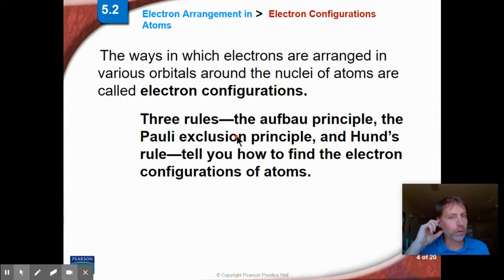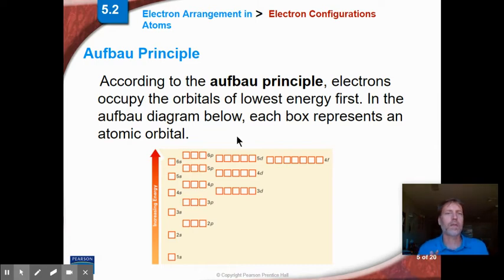Okay, so we have these 3 rules we're going to talk about: the Aufbau principle, Pauli's exclusion principle, and Hund's rule. And I'll tell you, we're going to talk about each one of these today. All right. So the first one's called the Aufbau principle. The Aufbau principle is very similar to that ladder we saw last time, in that electrons occupy the orbitals with the lowest energy first. Think of it as fruit on a tree.